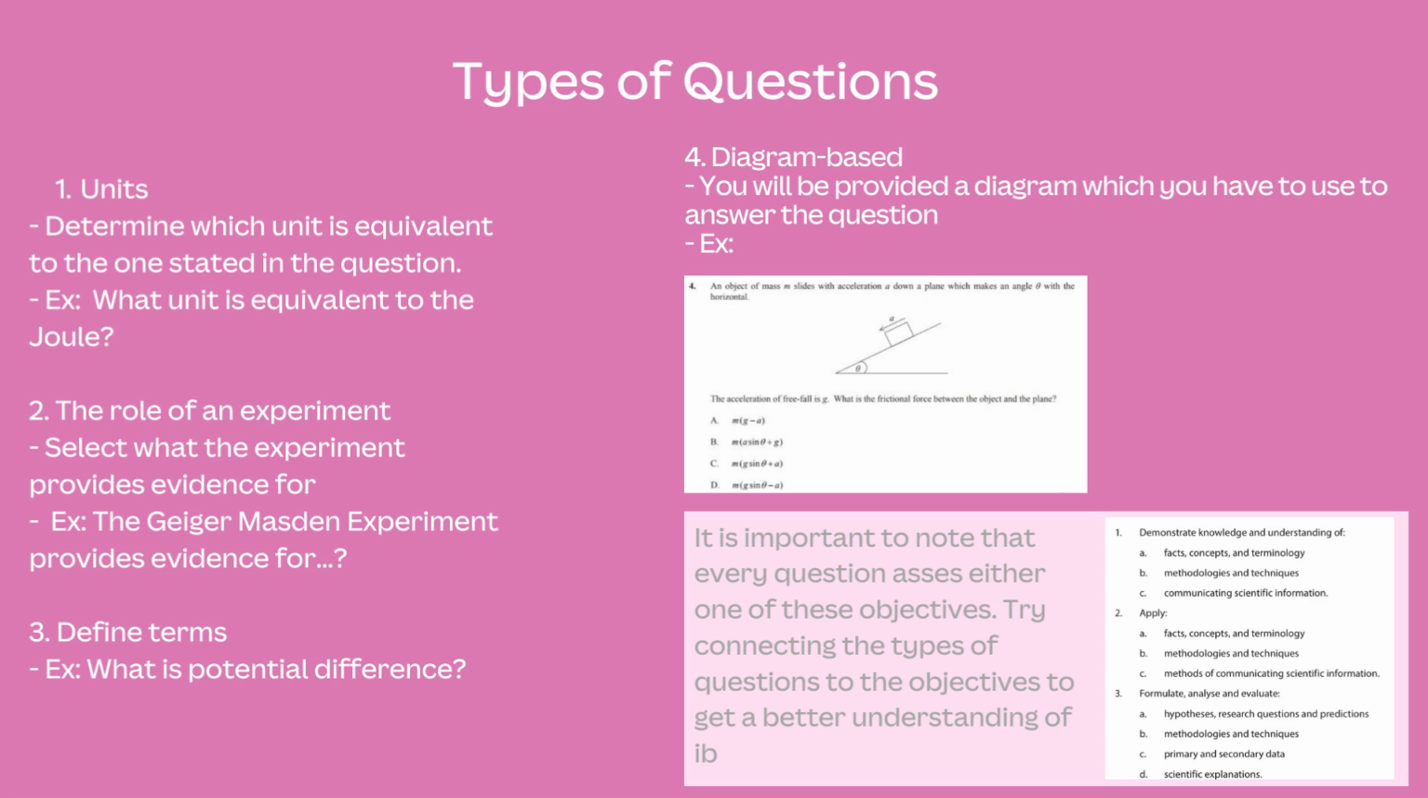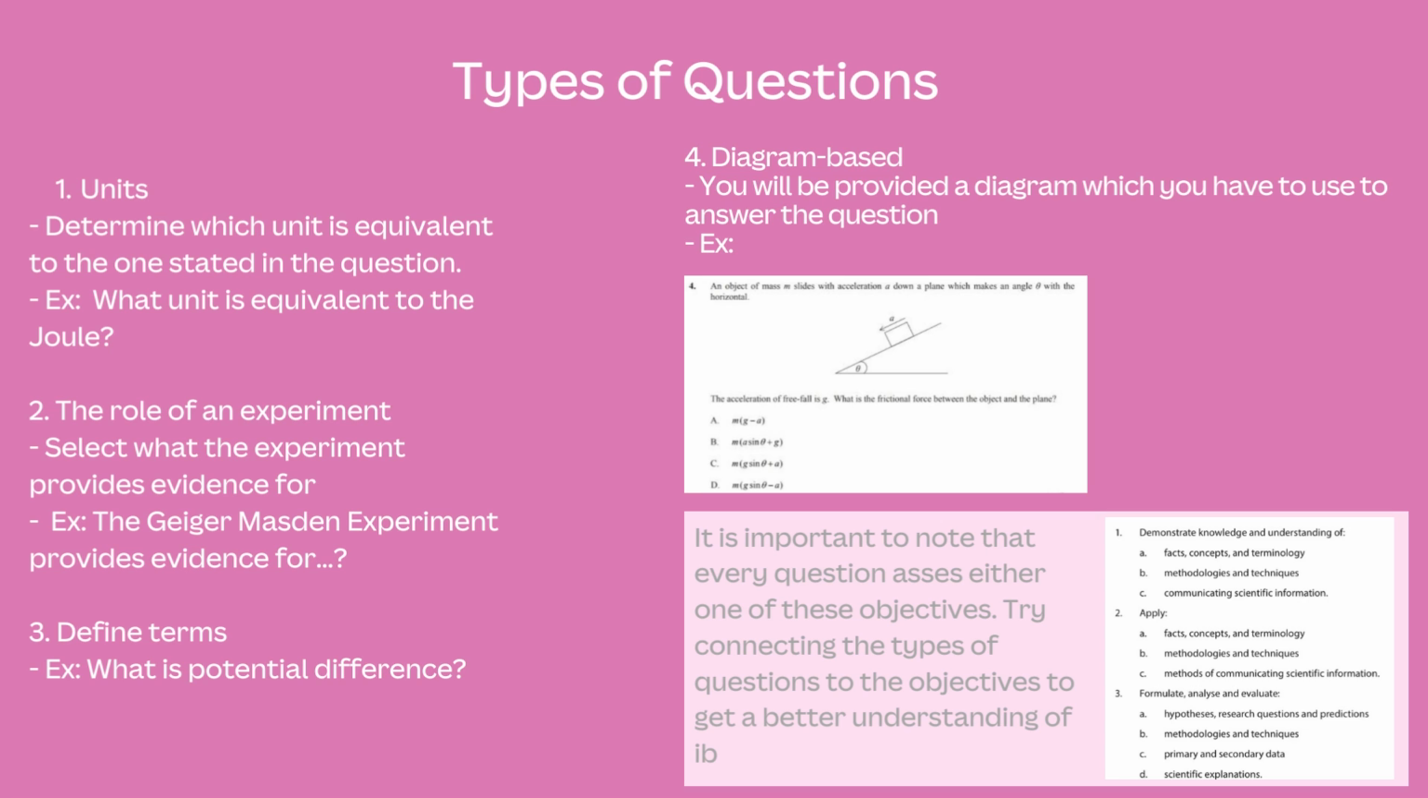The next question type focuses on the role of an experiment. You ideally have to select what the experiment provides evidence for. An example would be, the Geiger-Marsden experiment provides evidence for ..., and again 4 options are provided. You have to see which is the most applicable, and based on that you answer the question. In this case, it's best to keep in mind what experiment proves what in what context, and that helps you choose the correct answer.